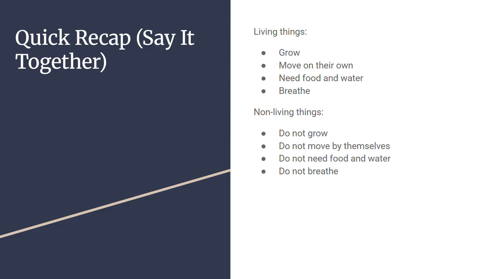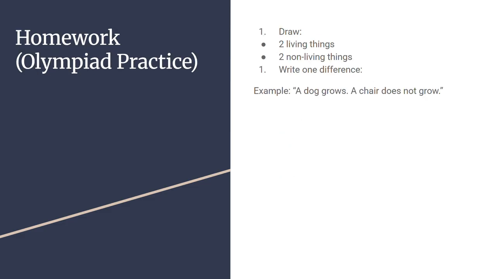So here is a quick recap. Let's say it together. Living things grow, they move on their own, they need food and water, they breathe. Non-living things do not grow, they do not move by themselves, they do not need food and water, they do not breathe. So these are non-living things.